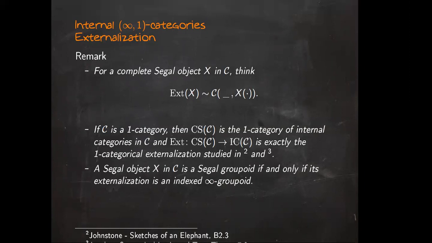All right, and then we can check if something is a groupoid by either checking it internally or externally. So a Segal object X is a Segal groupoid if and only if its externalization is a presheaf, right? So there is a transfer of structure between internal things and external things.